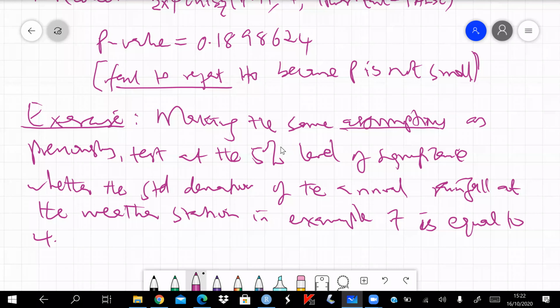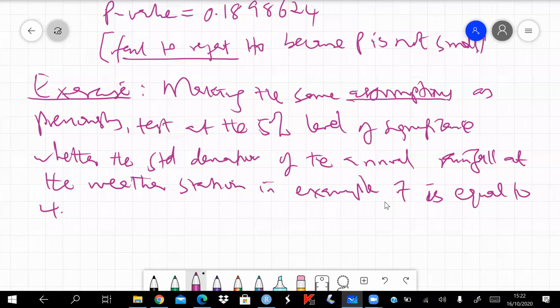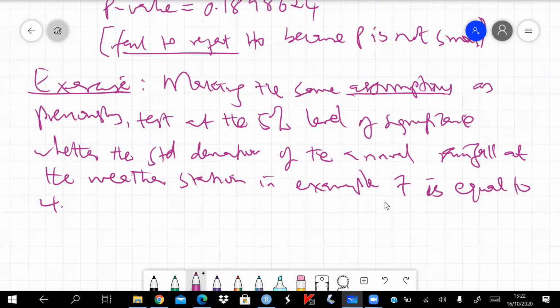So we have some exercise that we're going to look at, and the exercise is making the same assumptions as previously, as in the above example. Test at the 5% level of significance whether the standard deviation of the annual rainfall at the weather station in example 7 is equal to 4. You test whether the standard deviation is equal to 4. So you'll show me the workings later on.